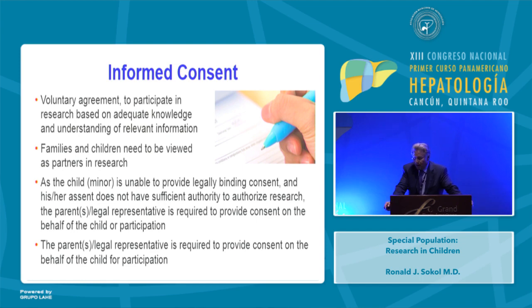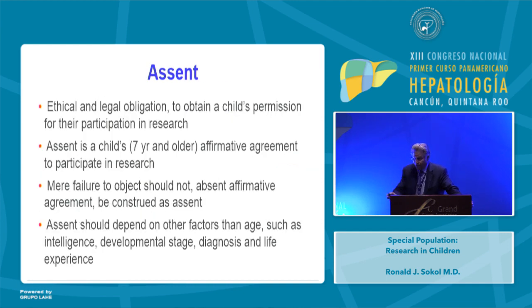You've heard about that already. And we have to view the families and the children as partners in research and go through the informed consent process with the family as if they were participating. The parents or the legal representative is required to provide consent on behalf of the children. However, there's also a process called assent, and this means that we have an ethical and legal obligation to obtain a child's permission to participate in research if they're 7 years or older in the United States, and that's the age at which most believe that children can understand the concept that research isn't what you need, but it's voluntary.